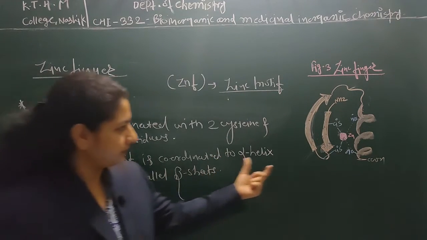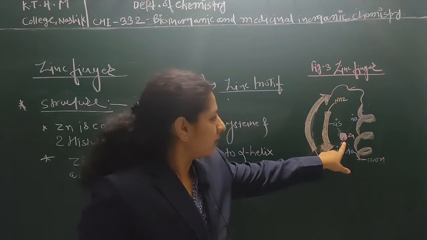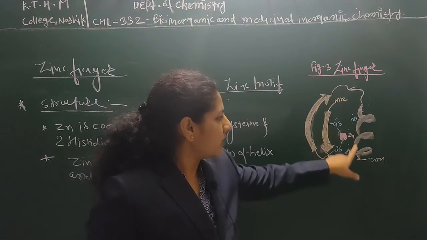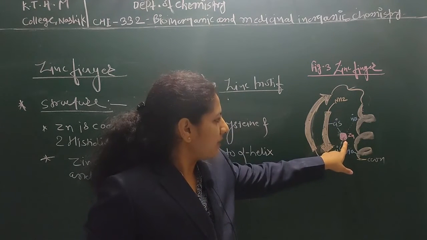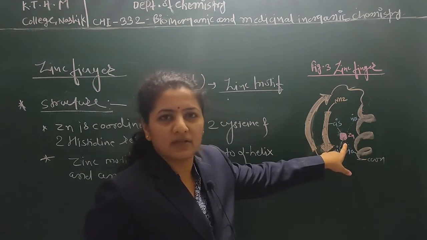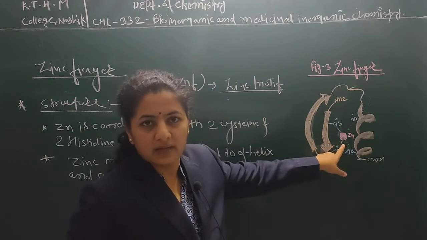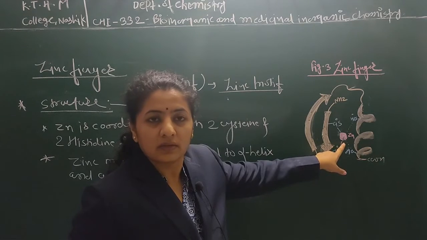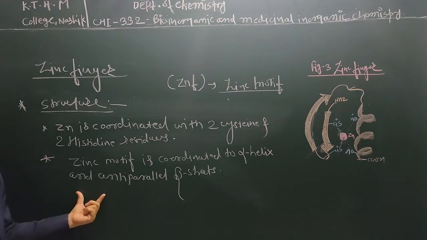In that, zinc is again coordinated to two cysteine and two histidine groups. Here, if you see, the geometry looks like a square planar. So it is a pseudo-square planar geometry in zinc finger, though it is not conformably deduced. So these are the structures of zinc fingers.